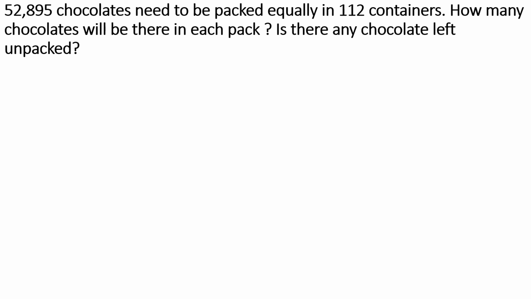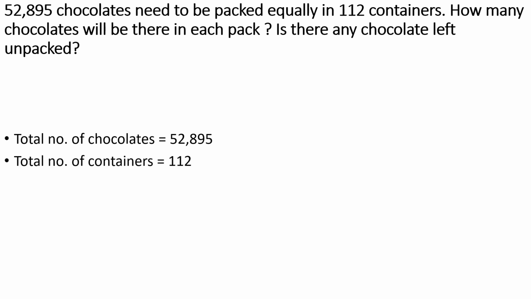52,895 chocolates need to be packed equally in 112 containers. How many chocolates will be there in each pack? Is there any chocolate left unpacked? In this question, what is given to you? Total number of chocolates, which are 52,895. Number of containers, 112. We need to pack these chocolates in these containers and we need to find out the number of chocolates in one container. It means we need to divide 52,895 by 112. Let us divide 52,895 by 112.